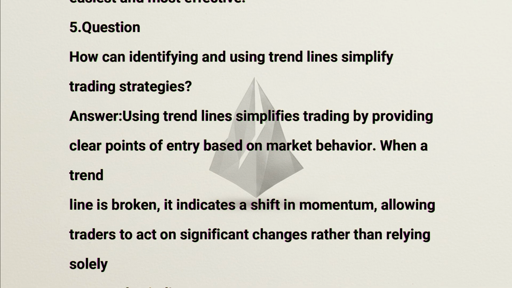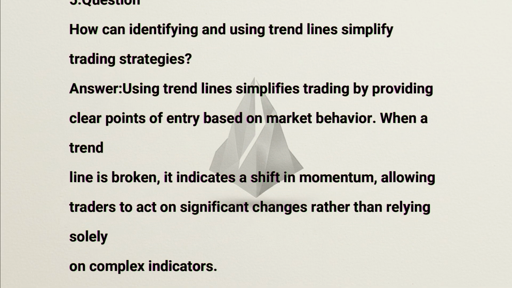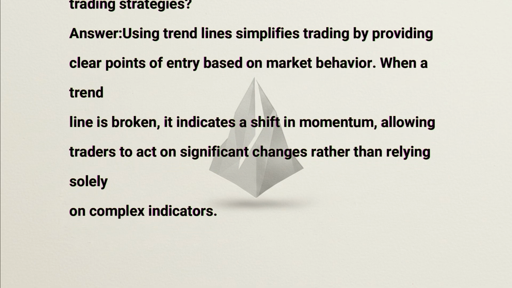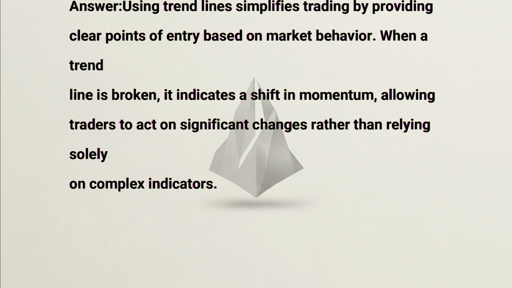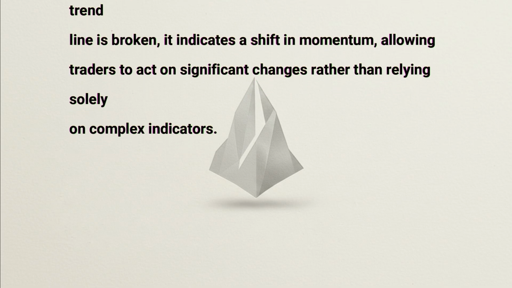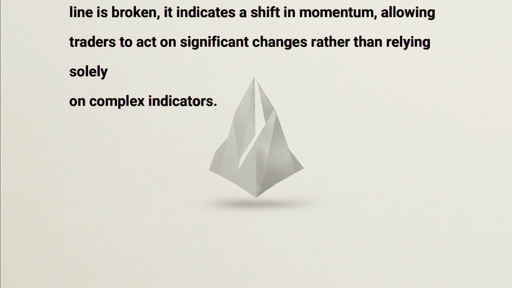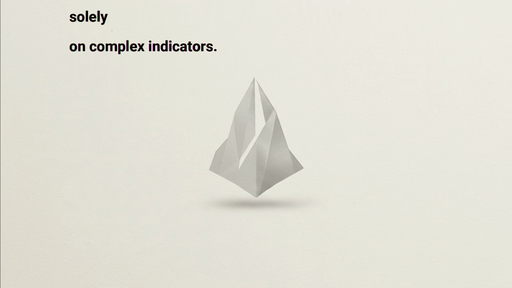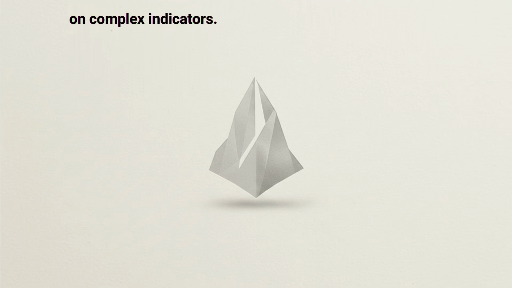Question. How can identifying and using trend lines simplify trading strategies? Answer. Using trend lines simplifies trading by providing clear points of entry based on market behavior. When a trend line is broken, it indicates a shift in momentum, allowing traders to act on significant changes rather than relying solely on complex indicators.